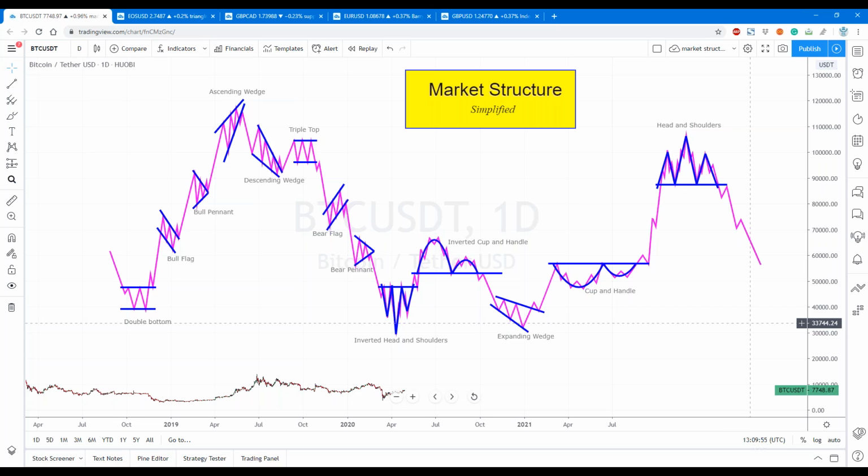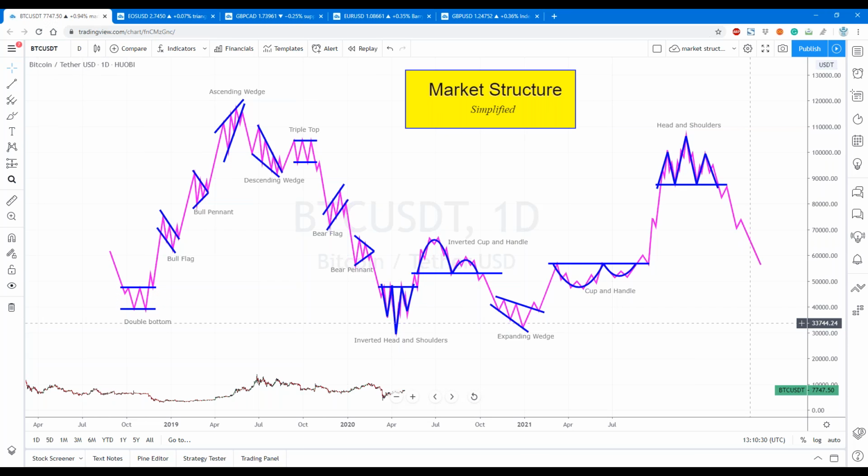There might be something in their own head that works for them, but we don't understand it. But chart patterns are made up of things like double bottoms, bull flags, bull pennants, ascending wedges, descending wedges, triple tops, bear flags, bear pennants, the inverted head and shoulders, cup and handle, expanding wedge, and head and shoulders. Because remember, for everything one way, there's an opposite. So the inverted head and shoulders is the opposite of the head and shoulders. The inverted cup and saucer is the exact opposite of the cup and handle.